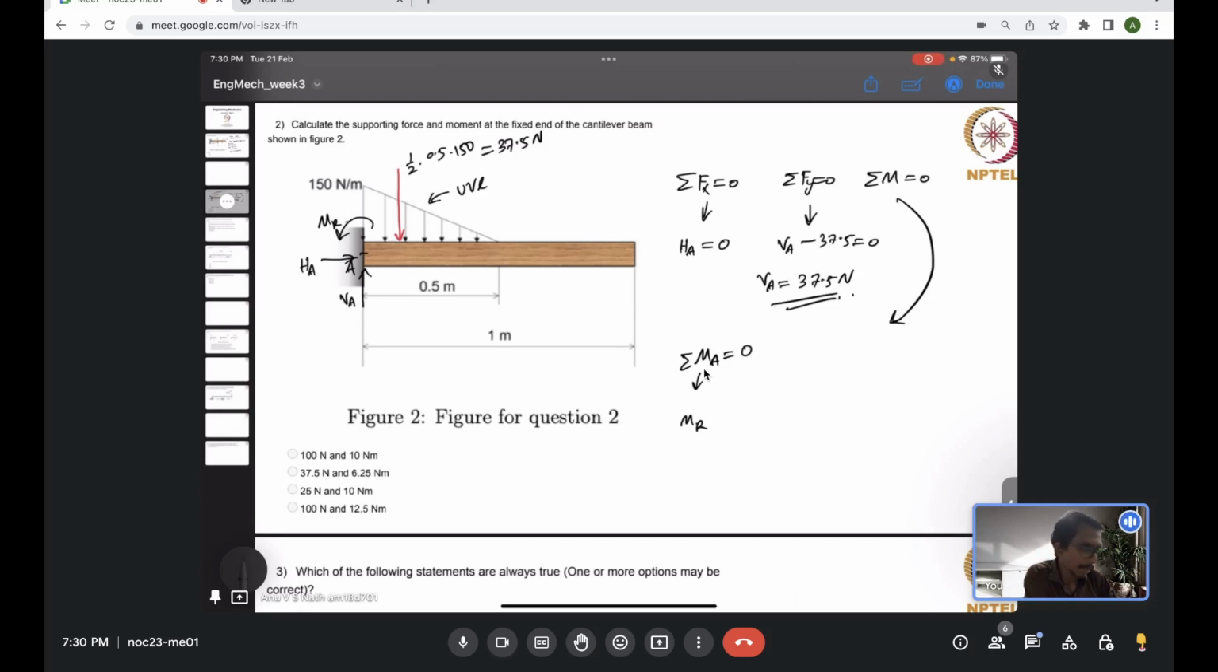Okay, and there is another moment which is caused by the UVL, and from the figure we can say that it is acting at a distance x from the fixed end A.